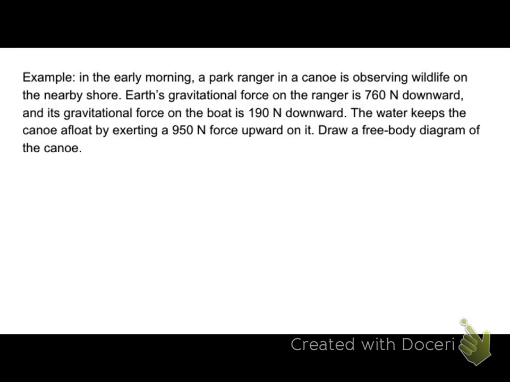What I'd like is for you guys to try this example. It says, in the early morning, a park ranger in a canoe is observing wildlife on the nearby shore. Earth's gravitational force on the ranger is 760 newtons downward, and the gravitational force on the boat is 190 newtons downward. The water keeps the canoe afloat by exerting a 950 newton force upwards on it. Draw a free body diagram of the canoe. I'm going to give you a moment to try this on your own, and then I will draw it up on the board for you.